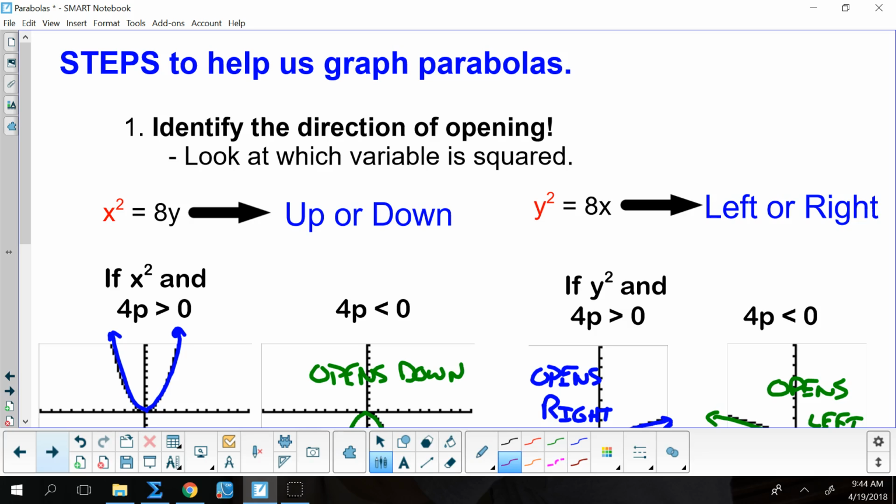Then you look at this number. That number is not only 4p, but it's the coefficient on the non-squared variable.